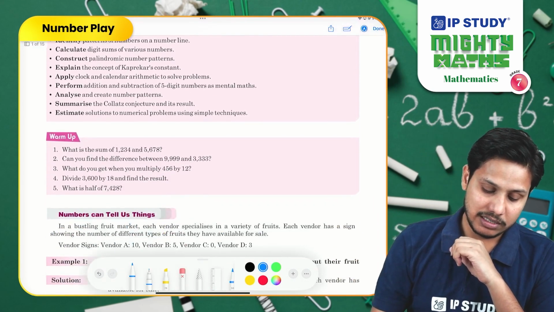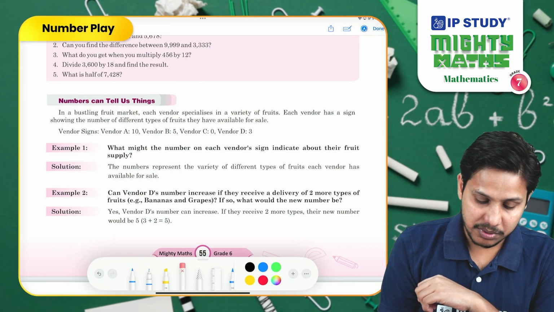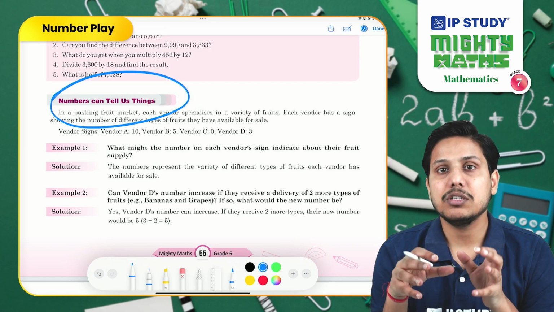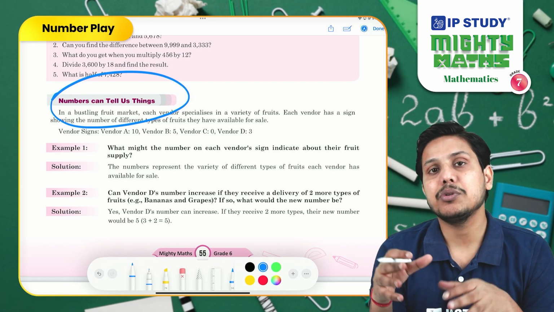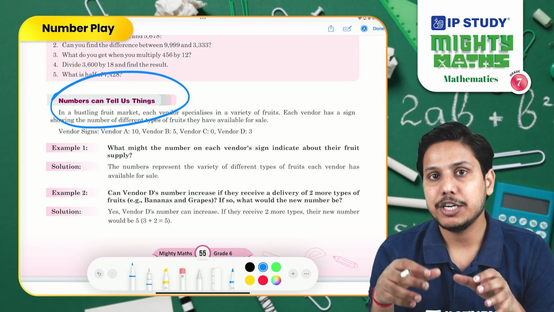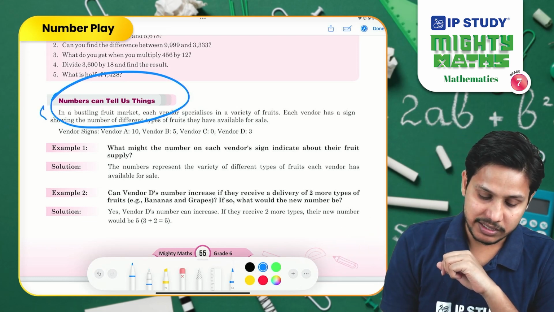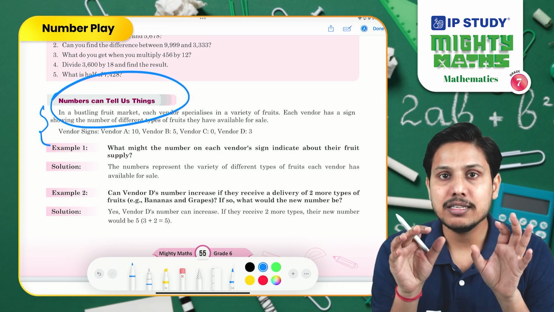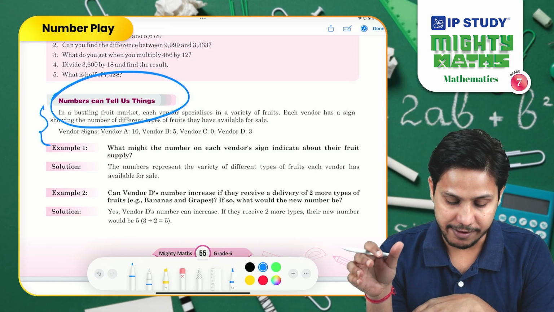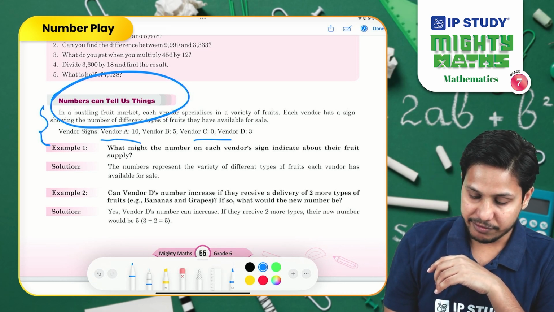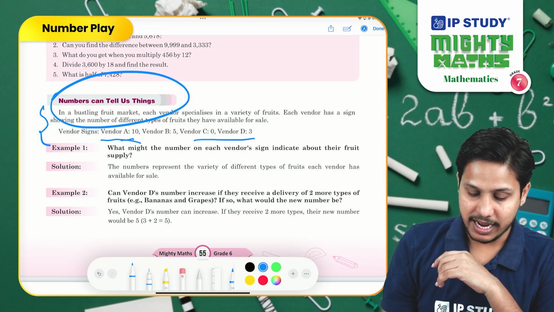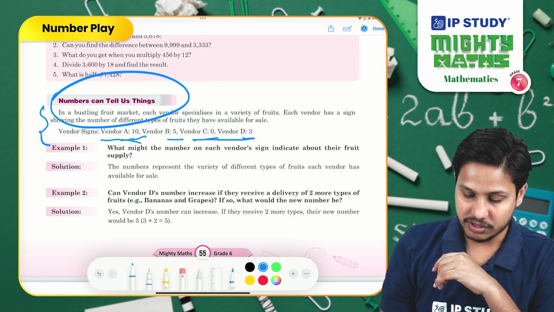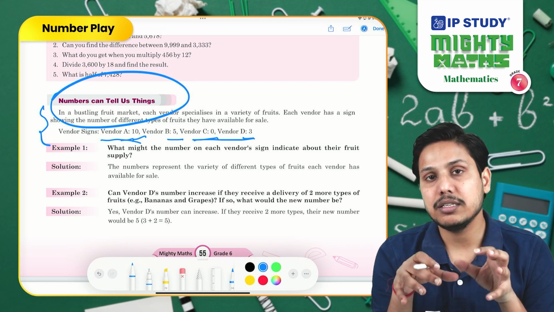So first of all, let us start with the first topic, that is, numbers can tell us things. Yes students, now we know that numbers are not just used in maths, they can also convey some information related to what they are used for. For example, here is a situation where there is a fruit market and vendors have written some numbers for every different vendor. Vendor A has 10, vendor B has 5, vendor C has 0, and vendor D has 3. So what do these numbers represent?